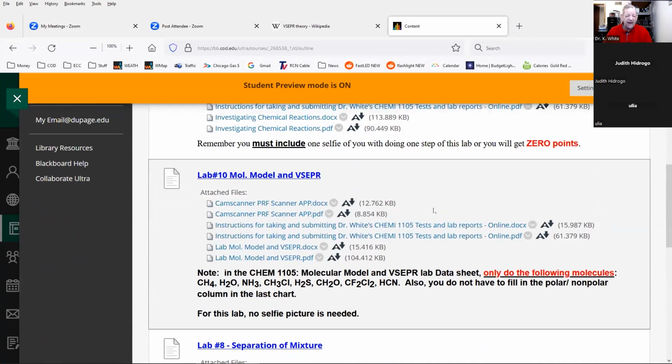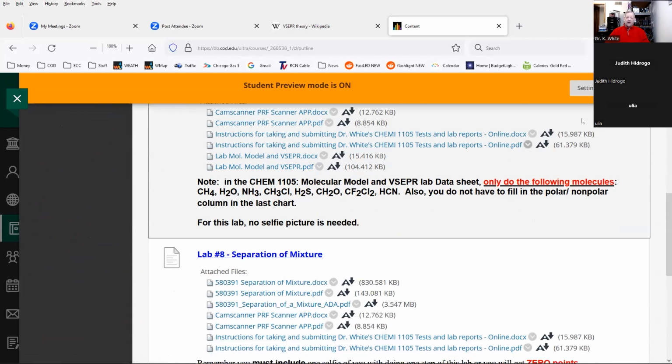Now, today's lab is molecular models and VSEPR. The reason I'm here is I want to show you the following notes that's important. In this lab, only do the following molecules: methane, water, ammonia, chloroform, hydrogen sulfide, formaldehyde, dichlorodifluoromethane, otherwise known as Freon, and hydrogen cyanide.